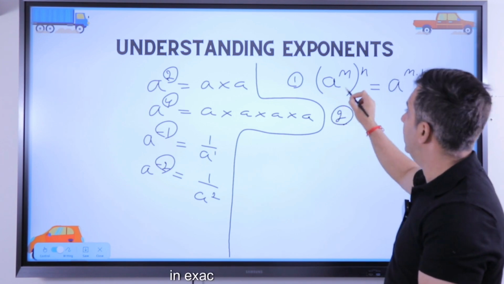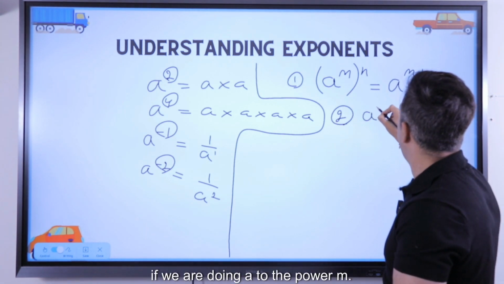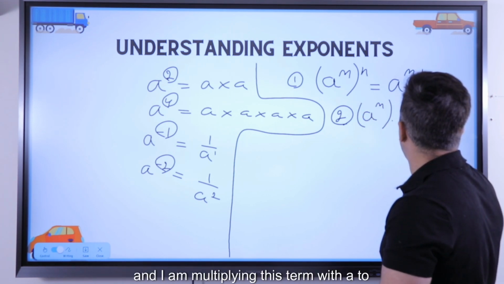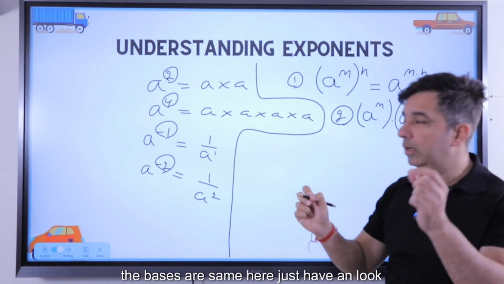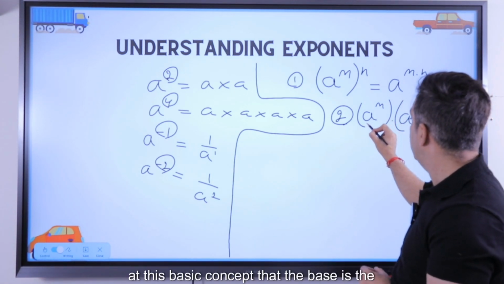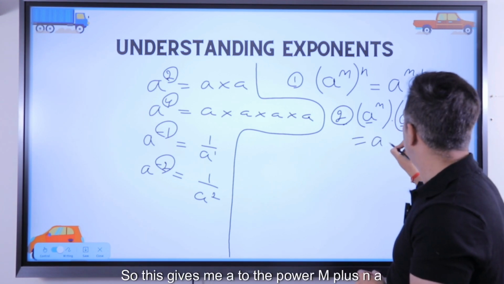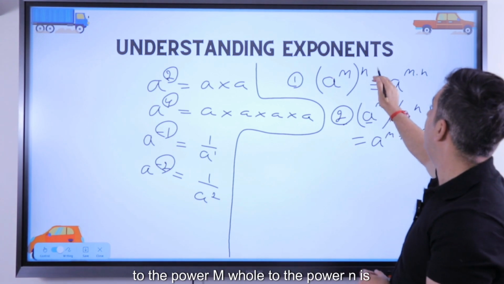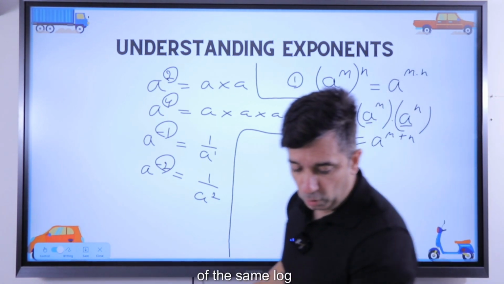Similarly, if we are doing a to the power m and I am multiplying this term with a to the power n, the bases are the same. Just have a look at this basic concept that the base is the same, just the powers are changing. So this gives me a to the power m plus n. A to the power m whole to the power n is equal to a to the power mn. I'm just giving some examples of the same logic.